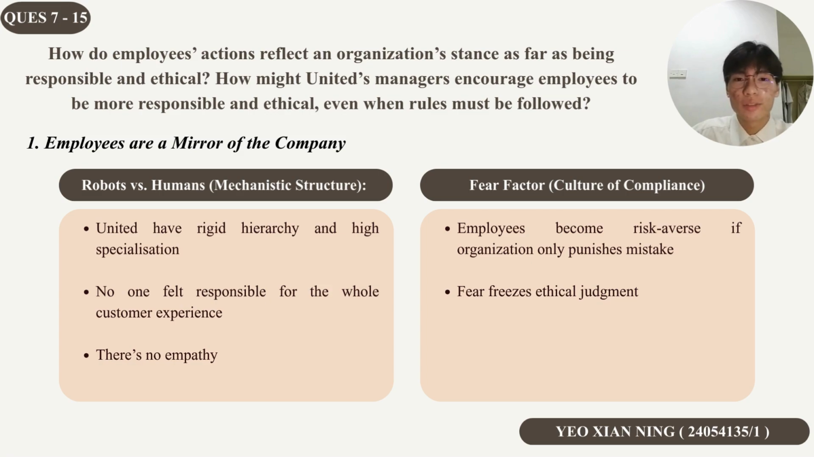The second one is fear factor, a culture of compliance. If an organization punishes mistakes severely but rarely rewards initiative, employees naturally become risk averse. The employee who put the dog in the bin likely feared getting in trouble for a loose item in the cabin more than they feared the consequences of the dog being in the bin. So what happened? Fear freezes ethical judgment.